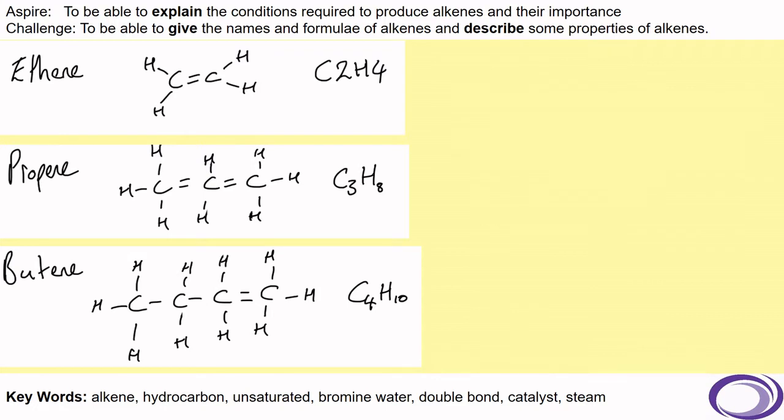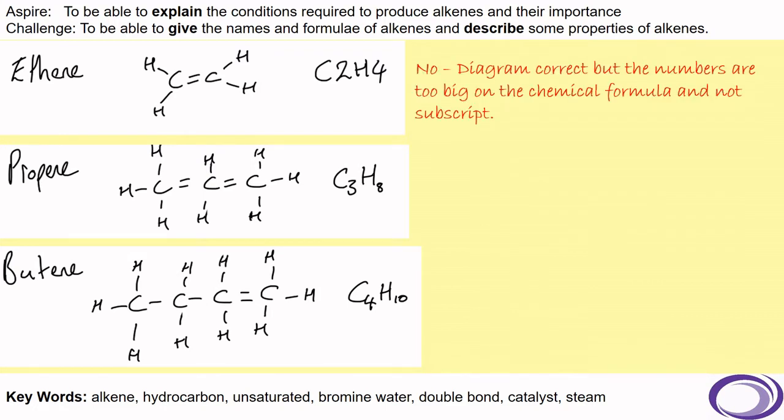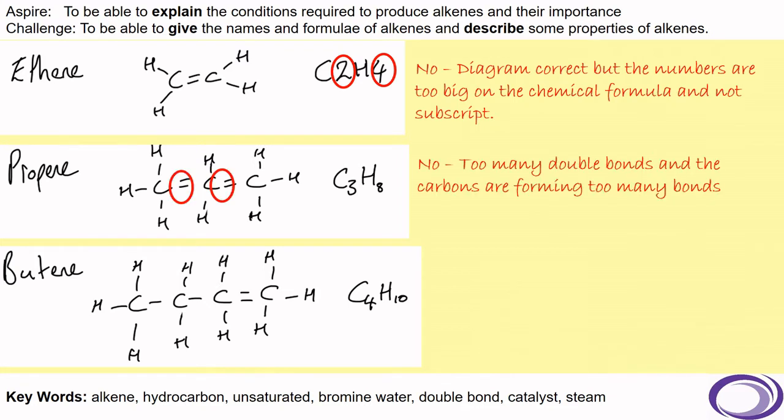So, in the first molecule, you can see that the diagram is correct, but unfortunately the numbers in the formulae are way too big. When you write these, they do need to be subscript and significantly smaller than the size of your capital letters. For the next diagram, you can see there's too many double bonds in the middle. That's actually led to one of the carbons forming 6 bonds, which is not possible. And because they've drawn the molecule that way as well, their chemical formula is incorrect. Although it is written in the right style, it should be C3H6, not C3H8.